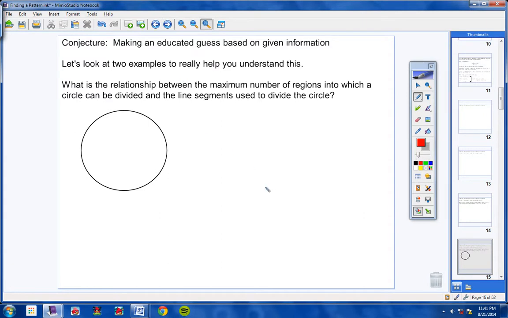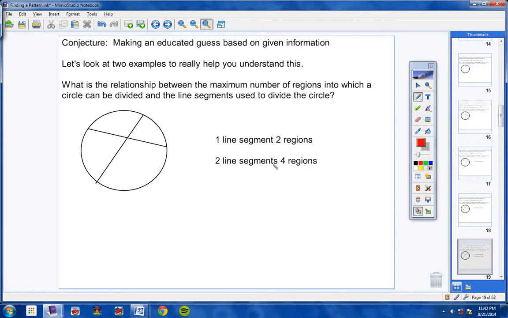I go ahead and draw a circle, all right? It says, what is the relationship between the number of regions in which a circle can be divided and the line segments used to divide the circle. So I'm going to go ahead and put a line segment in here like that, okay? And I just chose that line segment at random, and when I drew that line segment through the circle, I noticed that it divided the circle up into 2 regions, okay? So what that means is this. When I draw one line segment through a circle, it divides it up into 2 regions. Okay, no big deal. I'm going to draw another segment. Watch carefully. And now let's see how many regions I have. 1, 2, 3, 4. So far I can write 2 line segments, 4 regions.